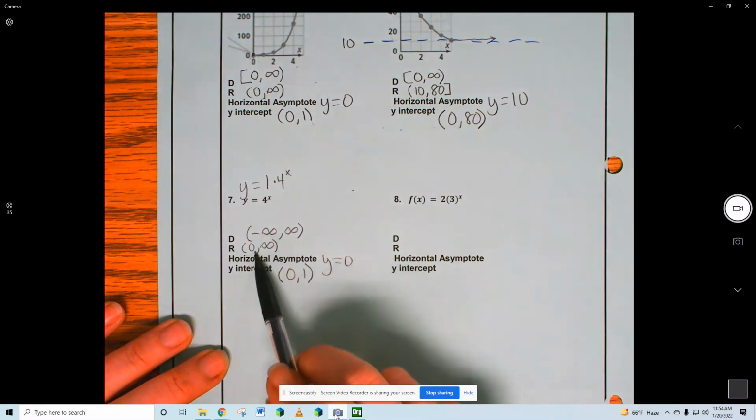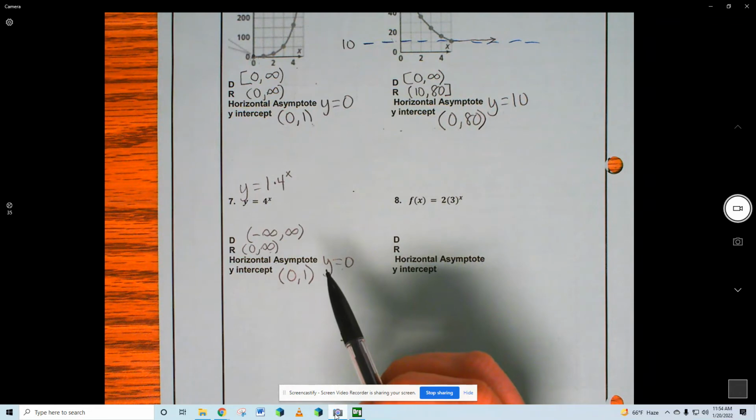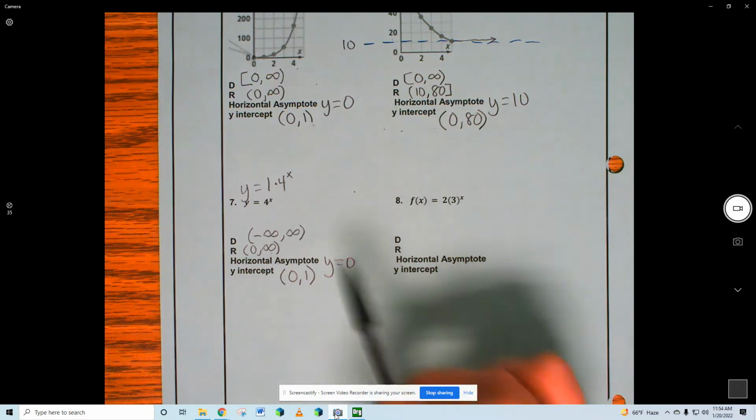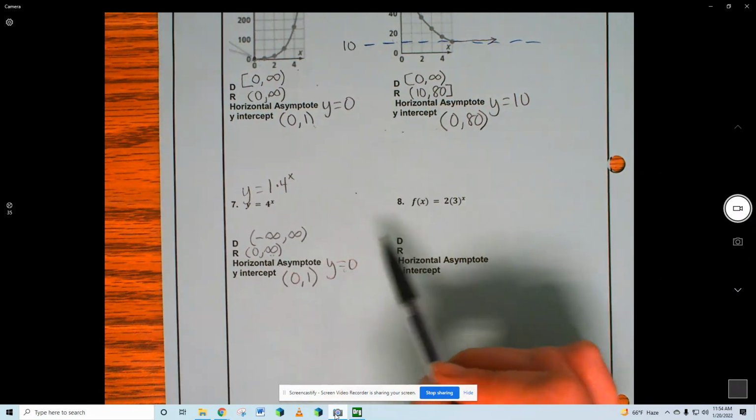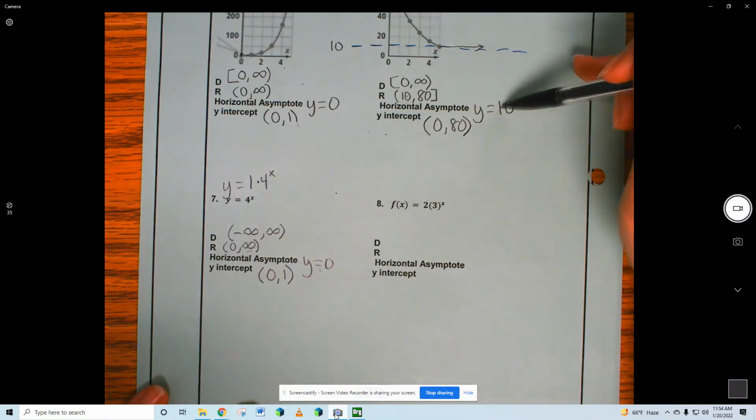The range and the asymptote are related because they're both of that. What's the lowest point to go? 0. The range and the asymptote are related. Here it was 10 and 10. See how my range and my asymptote were related?